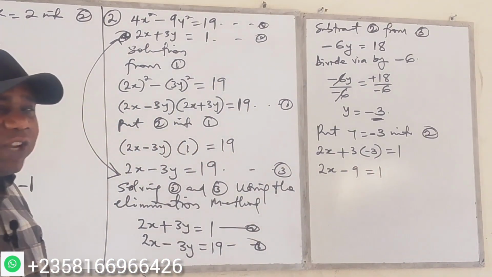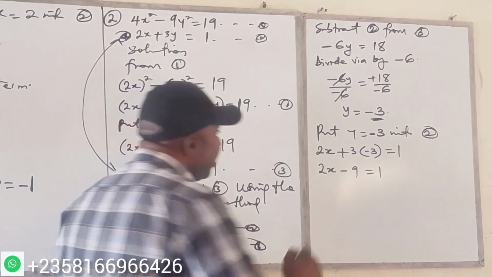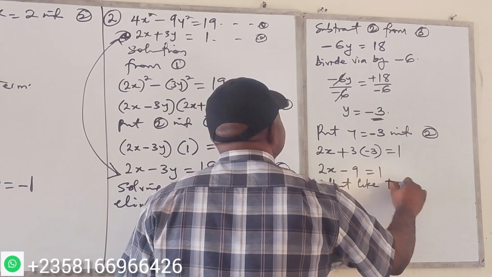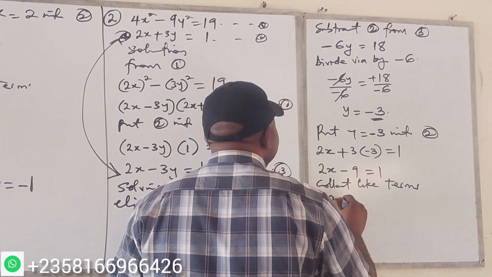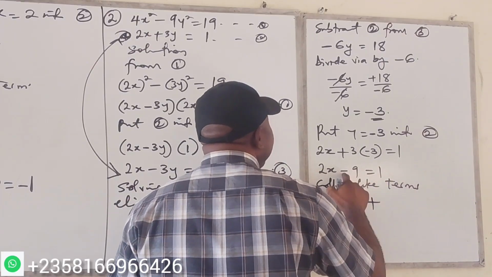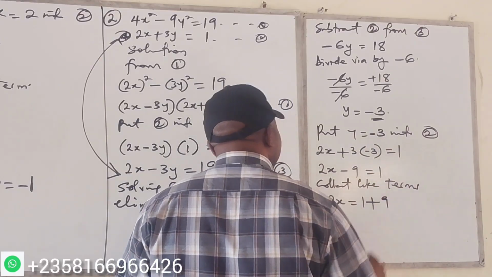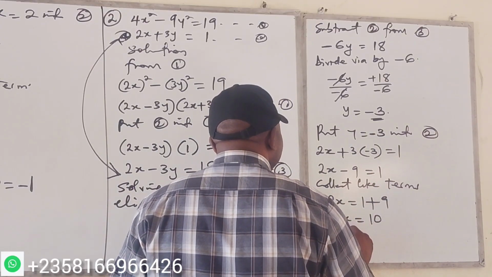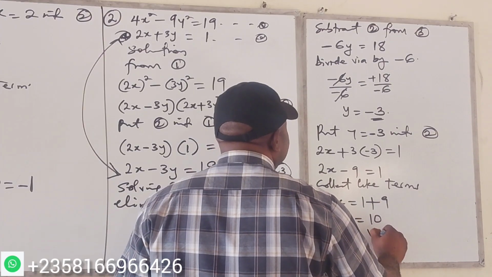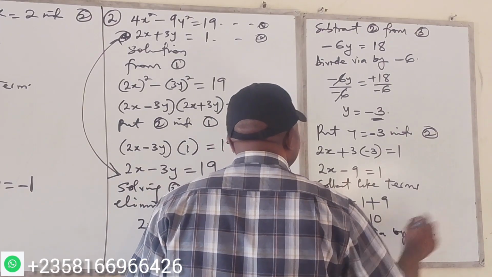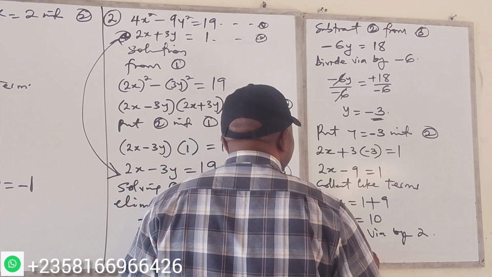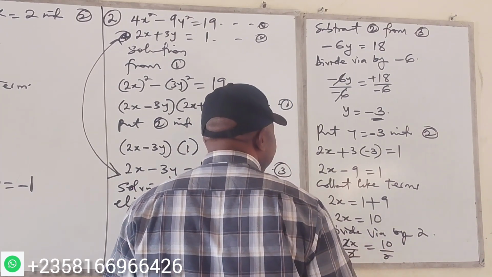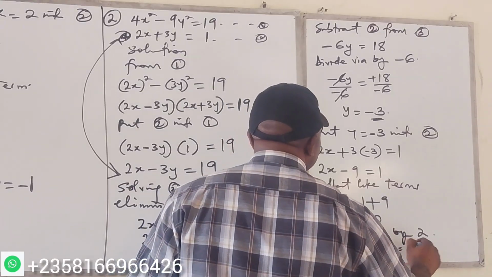So the next step is to collect like terms. So here we have 2x now will be equal to 1. When you take this minus 9 to the other side, it becomes plus 9. So 2x will be equal to 10. So to get the value of x, you divide by 2. So here we have 2x all over 2 is equal to 10 all over 2. So these two will cancel those 2. So here we have x to be equal to 5.